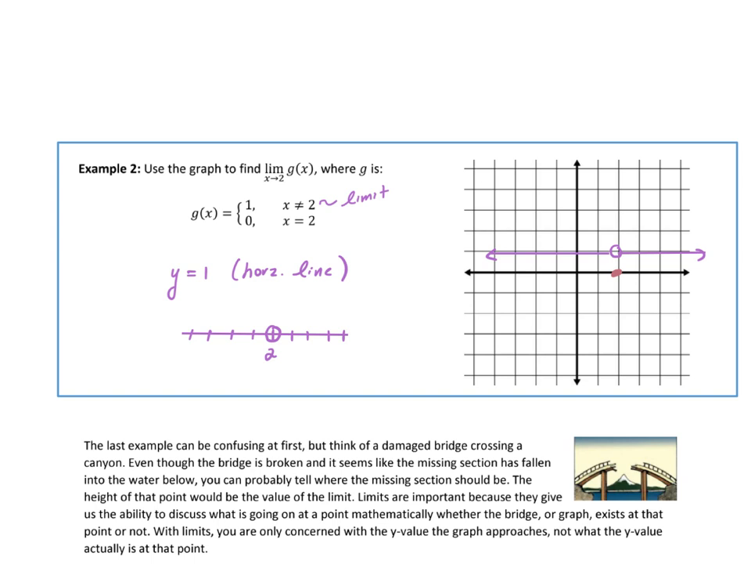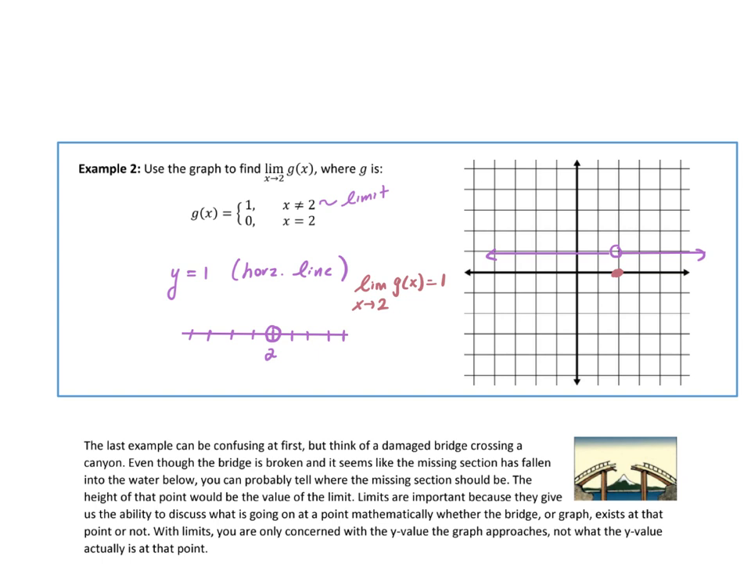But they're asking us for the limit. So the limit as x approaches 2 of g of x is equal to 1, right? So let's look at it. As you come to 2 from the left-hand side, the height of the graph is 1. As I come to 2 from the right-hand side, the height is 1, okay? So we get this. I don't know why they threw this in here. It's just a distraction, okay?